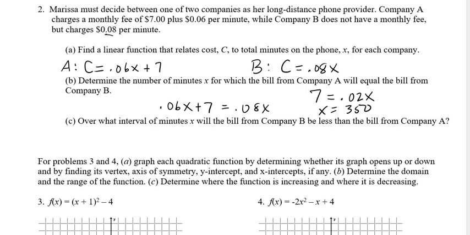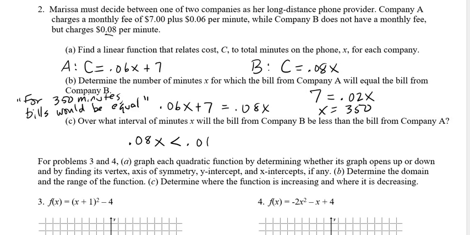So for 350 minutes, the bills would be equal. Both company A and company B would charge the same amount, in other words. All right, over what interval of minutes will the bill from company B be less than the bill from company A? So let's just set that up as an inequality. So company B's bill less than company A.